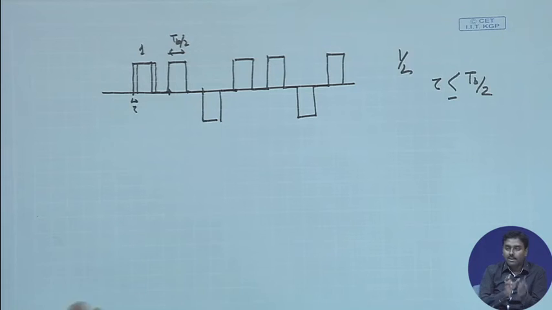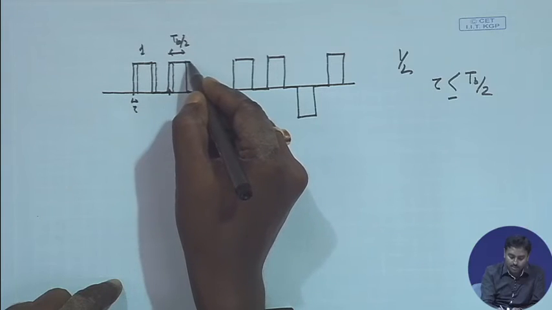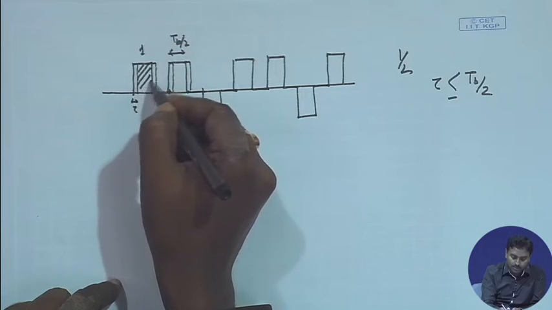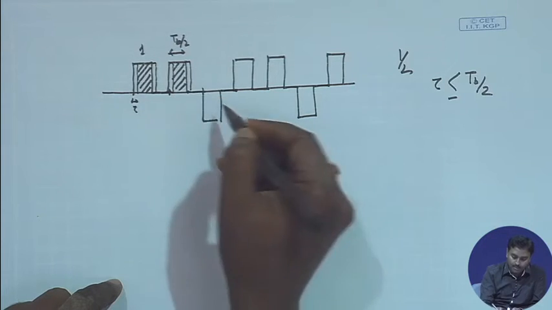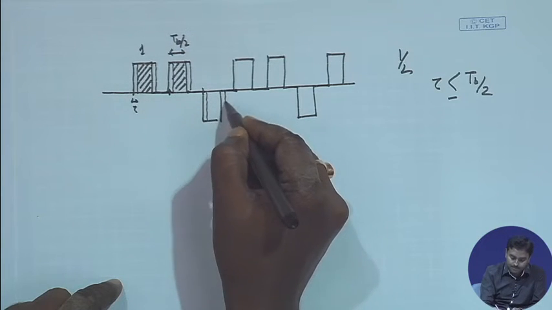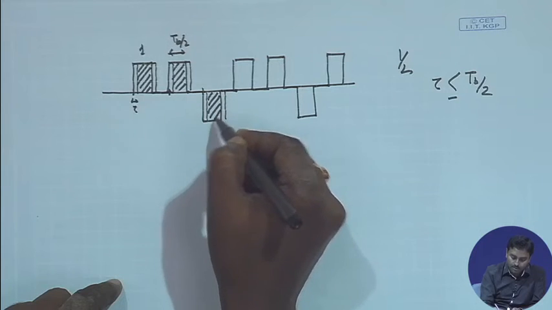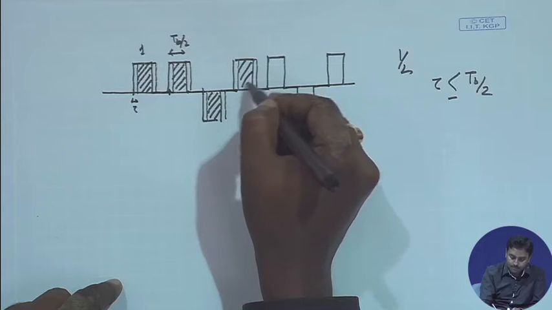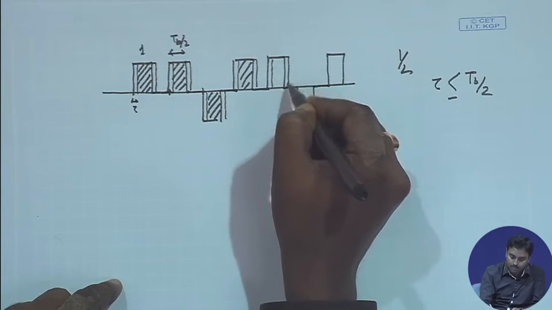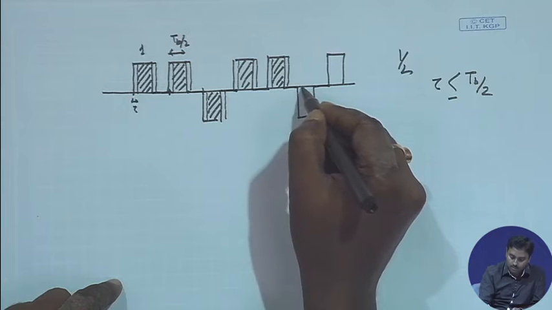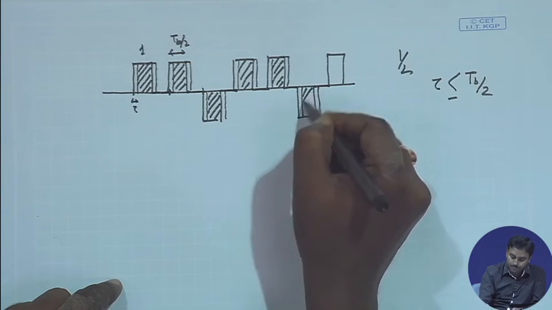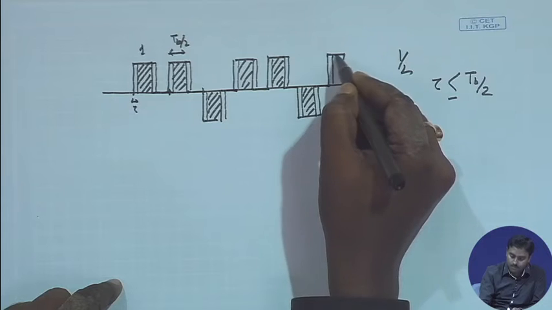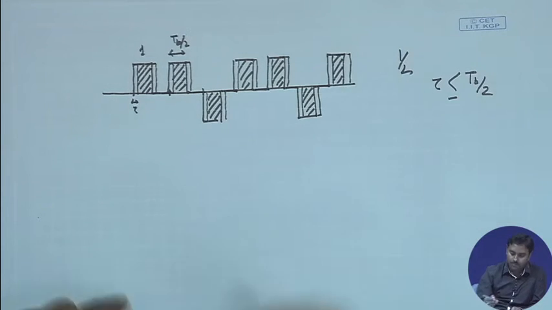So, if I just shift by only that tau which is less than Tb by 2, it will still have a similar overlap at every pulse. So, this pulse also will have a similar overlap. That is the overlap region, this is the overlap region, and the same thing will be happening over here, and so on. So, all shifted by tau.